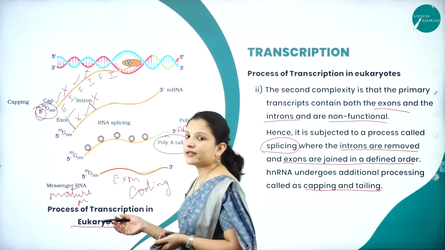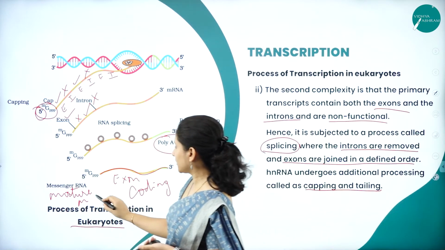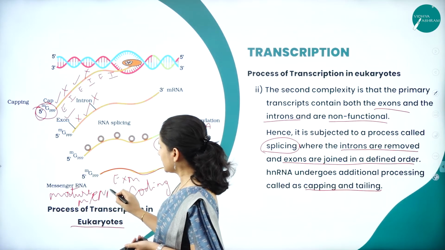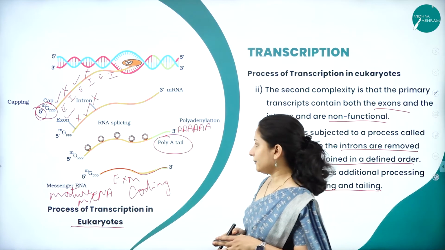Mature. So mRNA is a messenger RNA. Sorry, it's not a mitochondrial RNA. It is a messenger RNA. So this messenger RNA, which is mRNA, will become a mature mRNA.